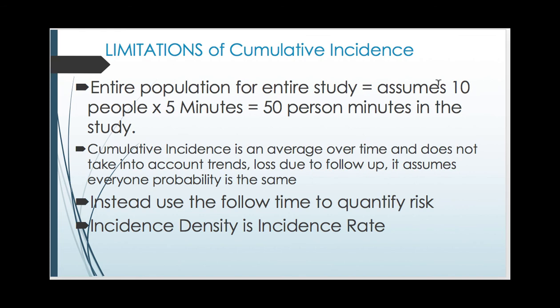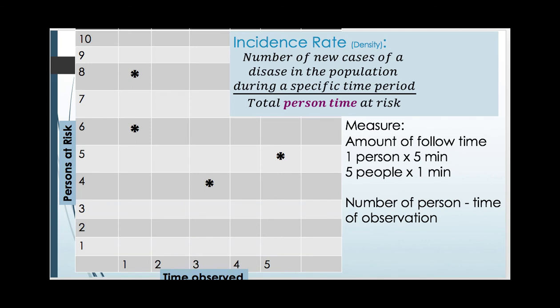To do that, we call this rate either an incidence rate, or this term is also called incidence density. Here again, we have our population. Another way of thinking about this is, are we measuring one person for 5 minutes? That would give us 5 person minutes of time. Or are we measuring 5 people for 1 minute? This would also give us 5 person minutes of time. Which one is more accurate?